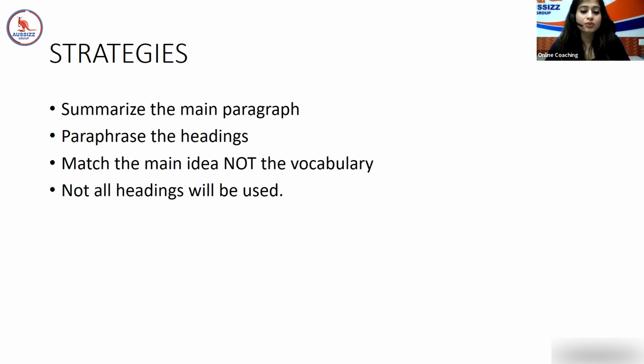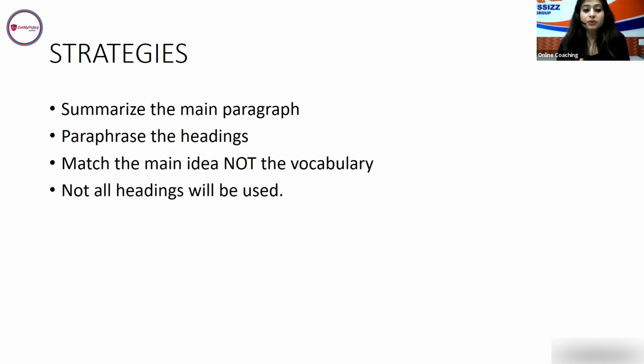That really works well. Paraphrase the headings. At that point of time, you need to paraphrase. Now, when will you be able to paraphrase? When do you think you'll be able to make different words out of it? When you're actually understanding the meaning of the paragraph as well as the heading. Also, there's this third point that says match the main idea, not the vocabulary. Keep this in mind. Just imprint this in your mind.